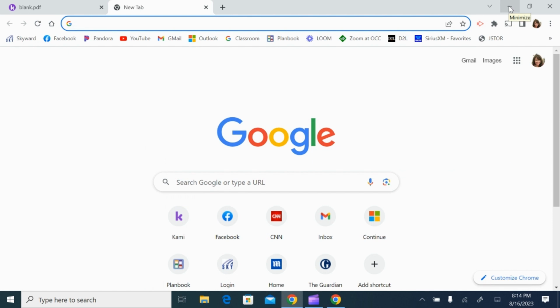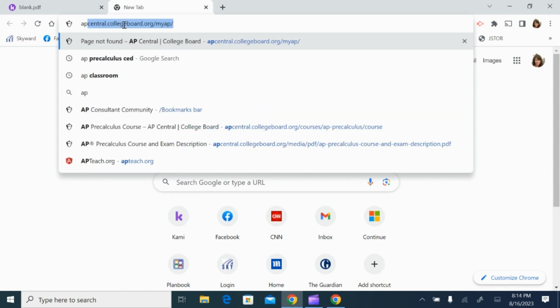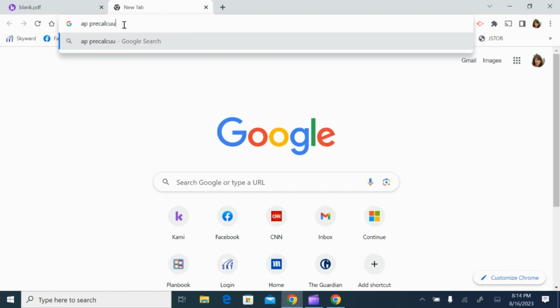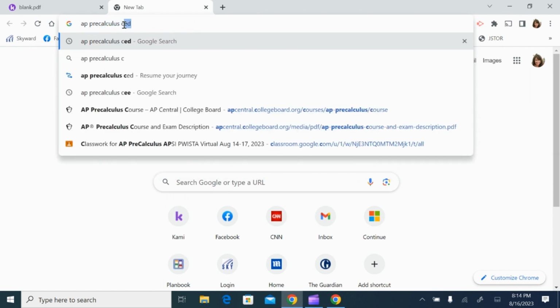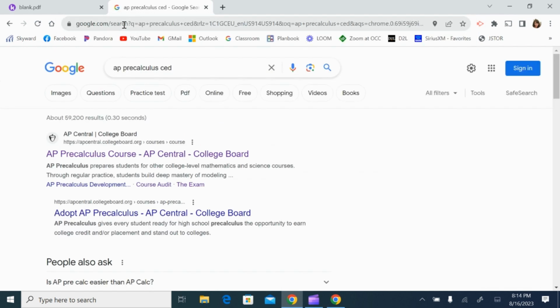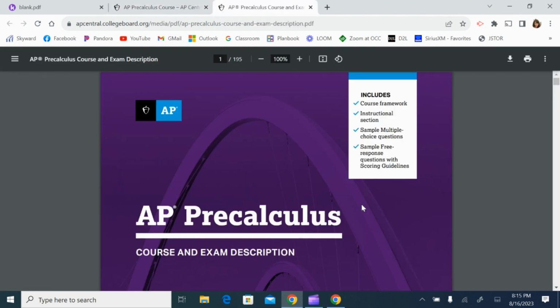All right, so the first thing that you definitely need to know is how to find the AP Precalculus course and exam description. If you just type in AP Precalculus CED, that stands for course and exam description. This is a public document. The AP Precalculus course and exam description can be found here. So we're going to click on this button, and there you go. There's the course and exam description.